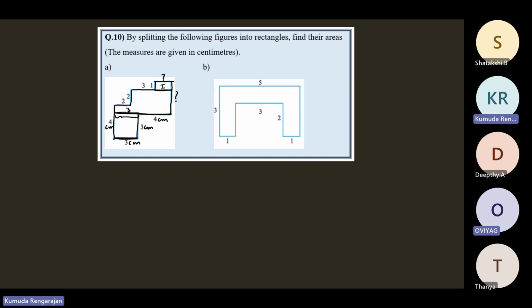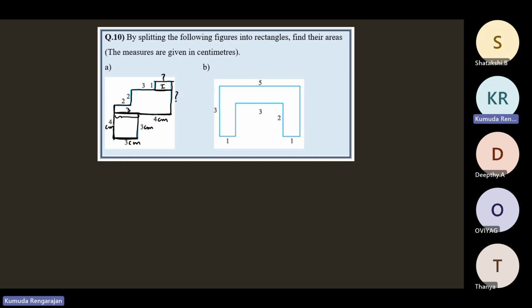Now, similarly, when you join this one, yes? Ma'am, I have a doubt. You told that in a rectangle the two sides are equal, right? In a rectangle, opposite sides are equal. Yes, ma'am. But in the fourth box, they have given 4 on one side and 3 on another side.